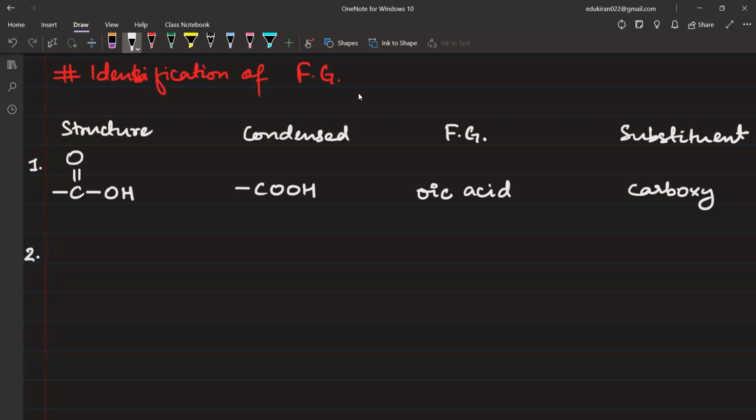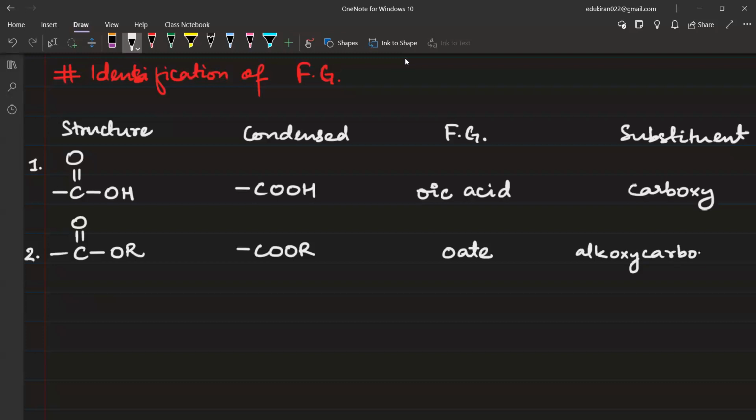Second, you are going to write C double bond O and OR. And in condensed form, it is going to be COOR. If it is a functional group, then you are going to write oate. Now, if it is present as a substituent, which is rare, you are going to write alkoxycarbonyl. Third is, चलिए थर्ड लिख लीजिए आप लोग. I mean, we don't use this very much, but still.